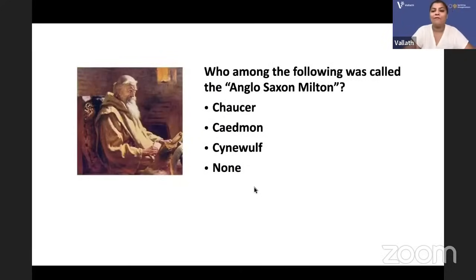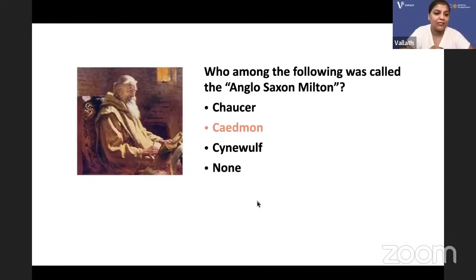Next question. Who among the following was called the Anglo-Saxon Milton? The Anglo-Saxon Milton. Chaucer, Caedmon, Cynewulf. Milton is a very pioneering early author. You are tempted to say it is Cynewulf, option C, but the answer is Caedmon. Anglo-Saxon Milton, great man, pioneer. It is Caedmon. What is the poem written by Caedmon? Only one poem is there. Do you know the answer?